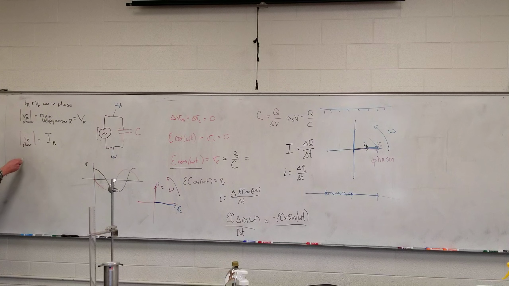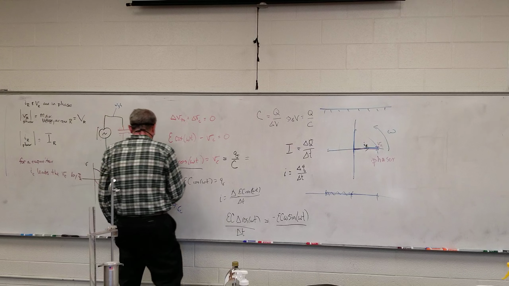And then they still move around at some angular velocity of omega. So as we think about the phasors for a capacitor, the current leads the voltage by pi over 2 radians, or 90 degrees. That is a right angle there.